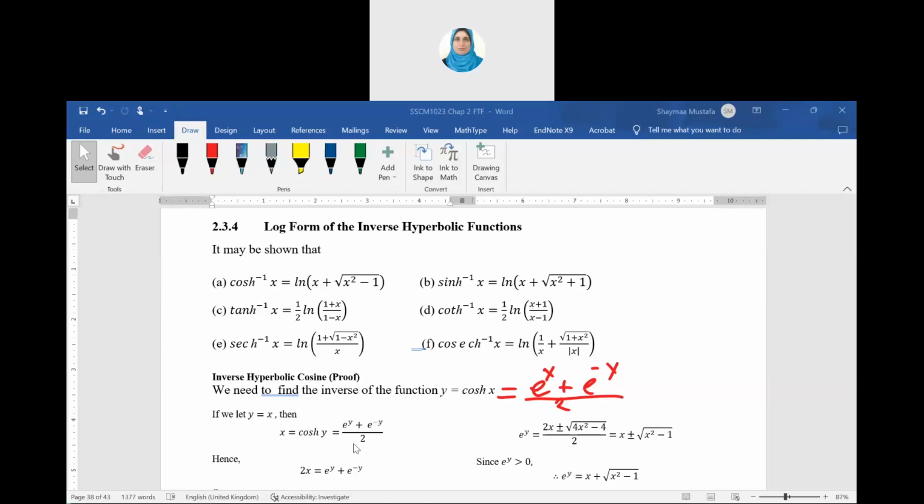So I have this equation, 2x comes from here: 2x is equal to exponential y plus exponential minus y. So what do you think? How can we deal with this equation? Any idea, any suggestion how we can find y? What can I do here? I have 2x equal to exponential y plus exponential minus y.